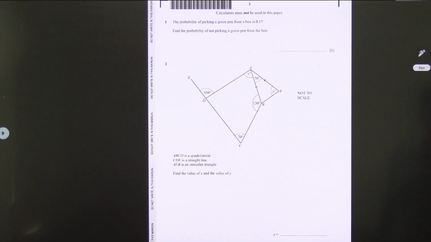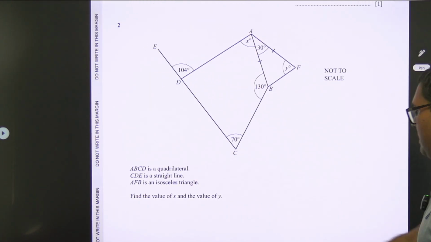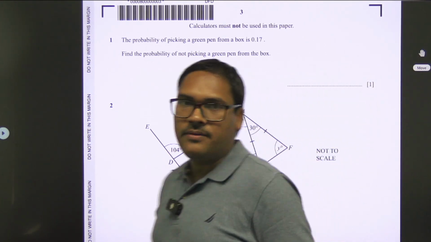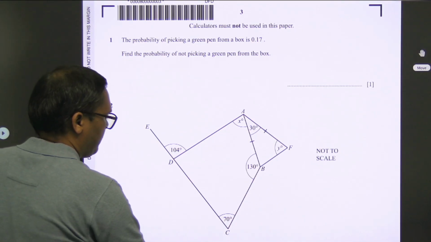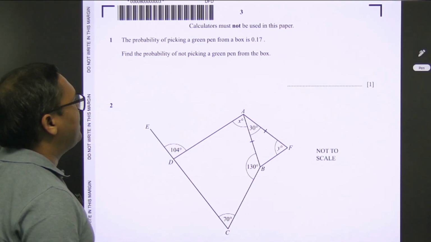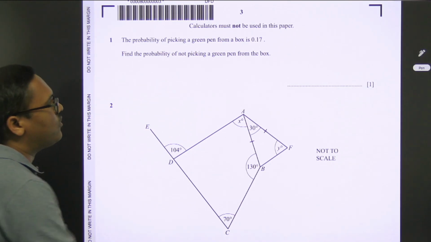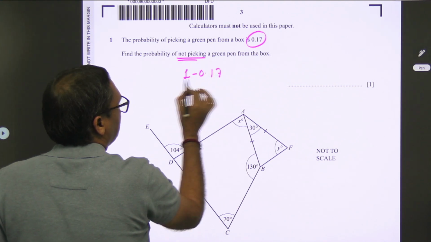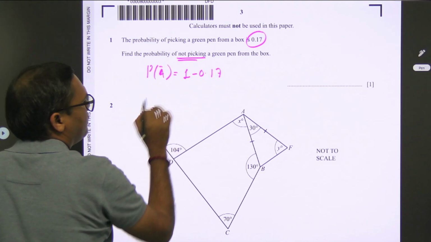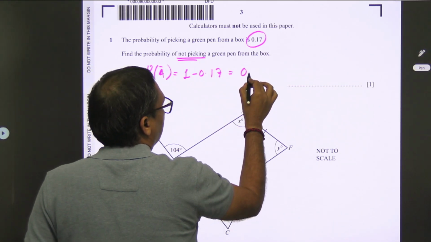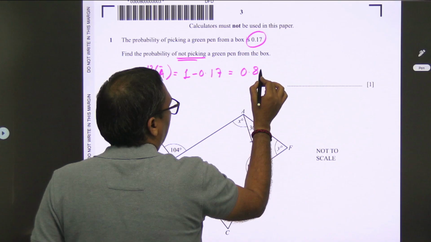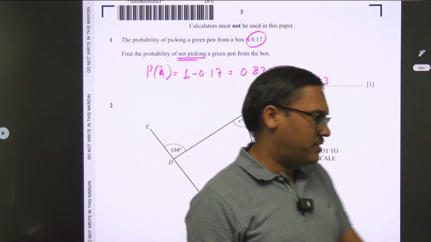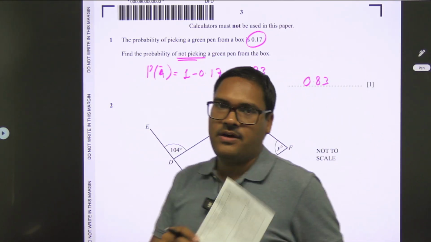I'll zoom in a little bit. The first question is: the probability of picking a green pen from a box is 0.17. Find the probability of not picking the green pen. If the probability of picking is 0.17, what is the probability of not picking? This is 1 minus 0.17, the probability of the complement, which is 0.83. 0.83 is the answer. I have the answer key also, so I'll verify the answer.